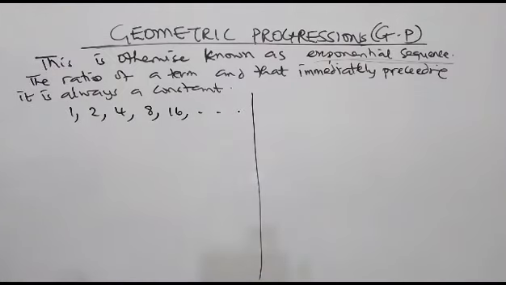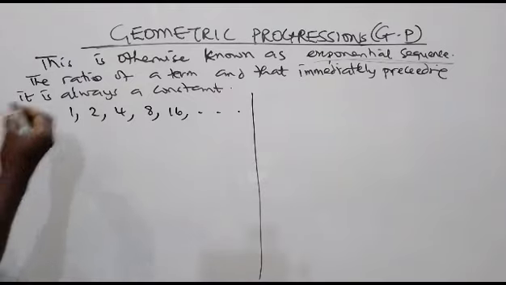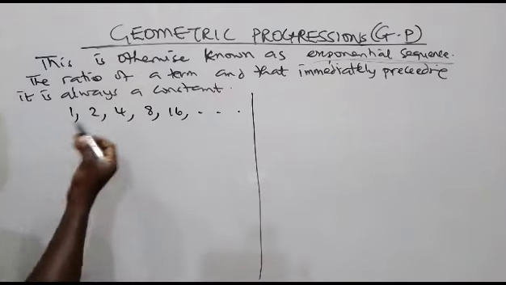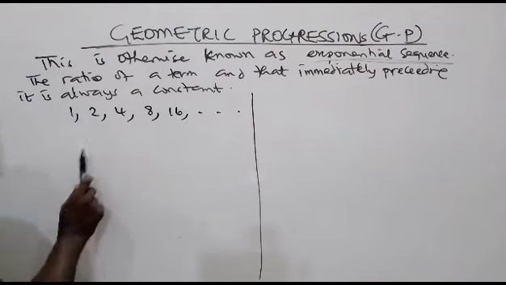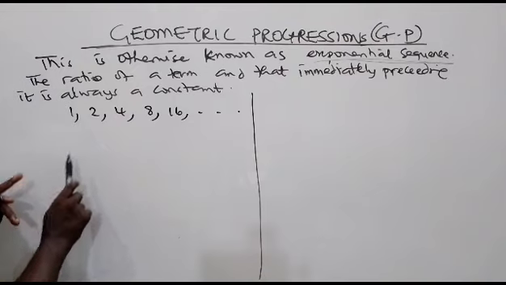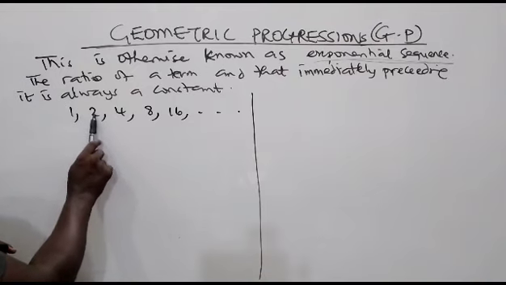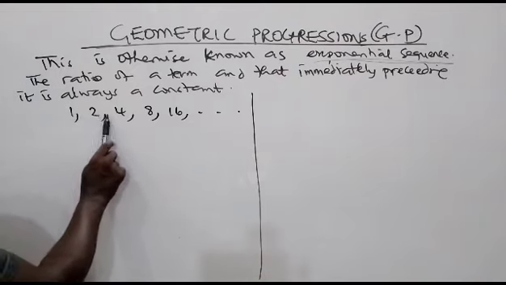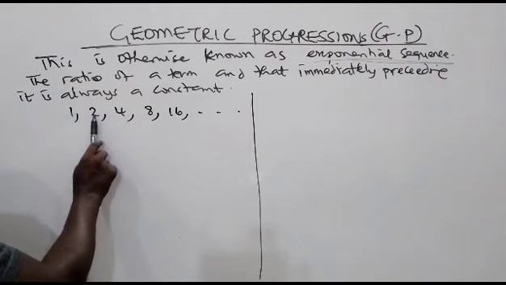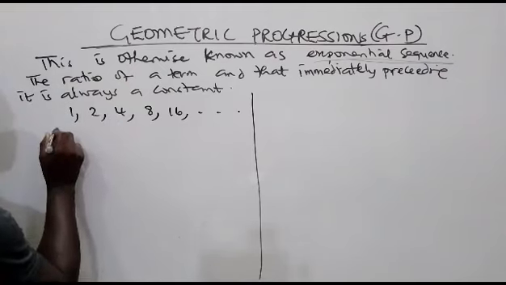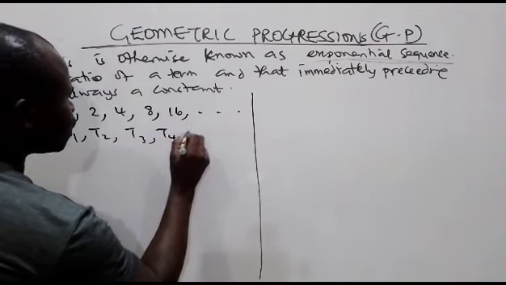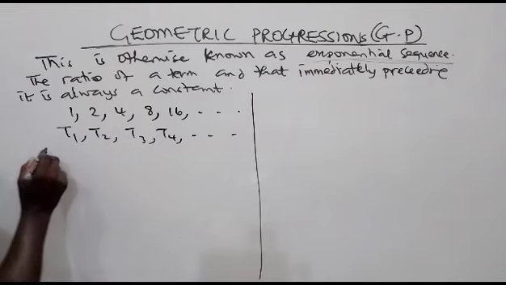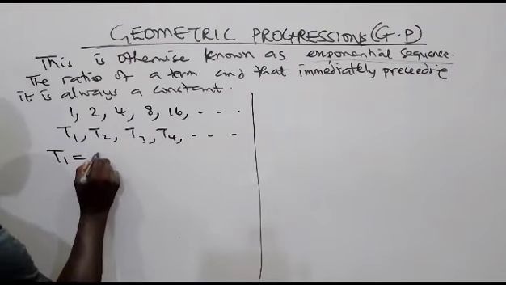In this sequence, it's different from the arithmetic progression, because in the arithmetic progression, they have a common difference. But here, to get from the first term to the second is a form of a ratio. That is, to get 2, it will be 2 divided by 1. To get the next, it will be 4 divided by 2. So we have the first term, the second, third, fourth, and in that order. The first term, T1, is denoted as A.